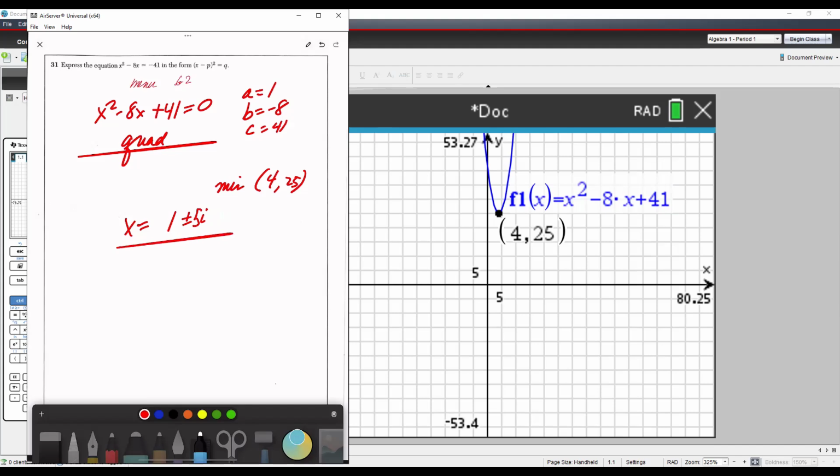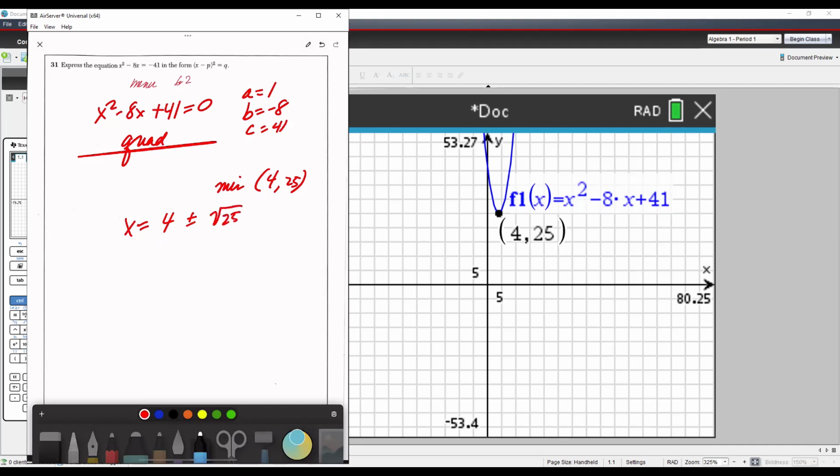So this is what we're going to have: x equals 4 plus or minus the square root of 25.